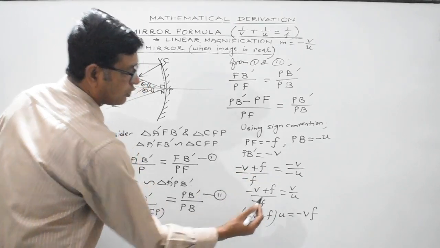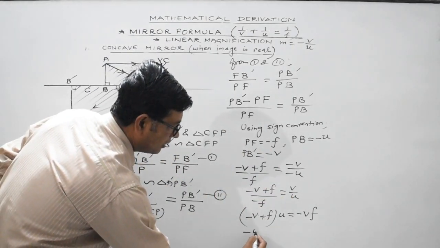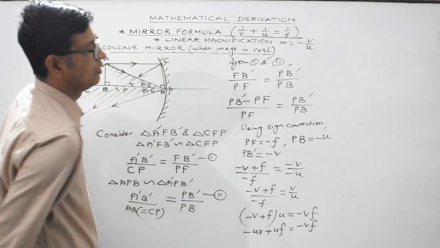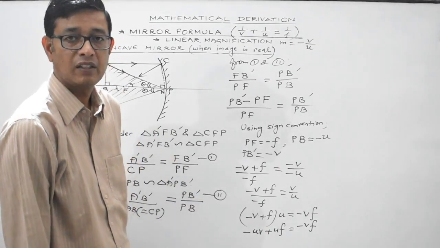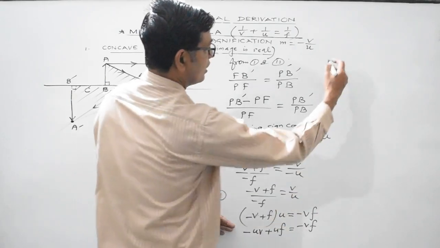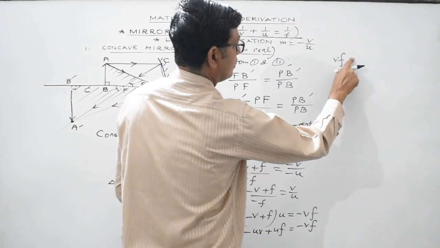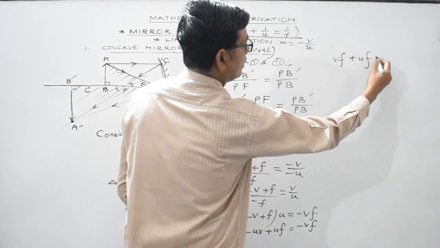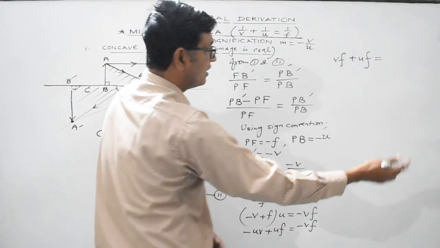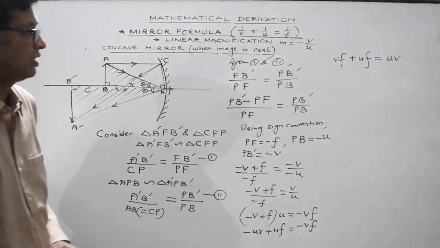Okay. Now let's solve it. What we get is minus UV plus UF is equal to minus VF. Now you can rearrange these terms, right? Let's make the terms positive. So bring VF from the right hand side to the left hand side. We'll get VF, and UF is left, plus UF. It is equal to UV. This term can be taken to the right hand side, so it will become positive.